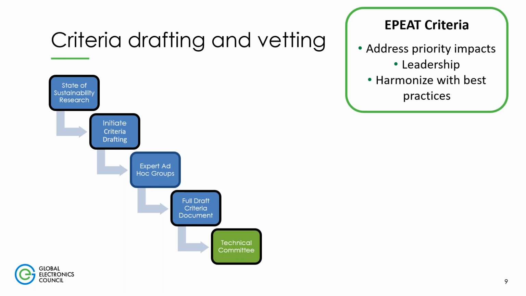So there's much more detail available there. But to quickly go through the steps in the process, again, the state of sustainability research lays the foundation for criteria development by identifying the impacts in the life cycle and how the impacts can be mitigated, strategies for mitigation. Now, based on the state of sustainability research, GEC staff will review existing criteria and best practices within the EPEAT program and other programs and propose draft criteria that address the identified impacts.